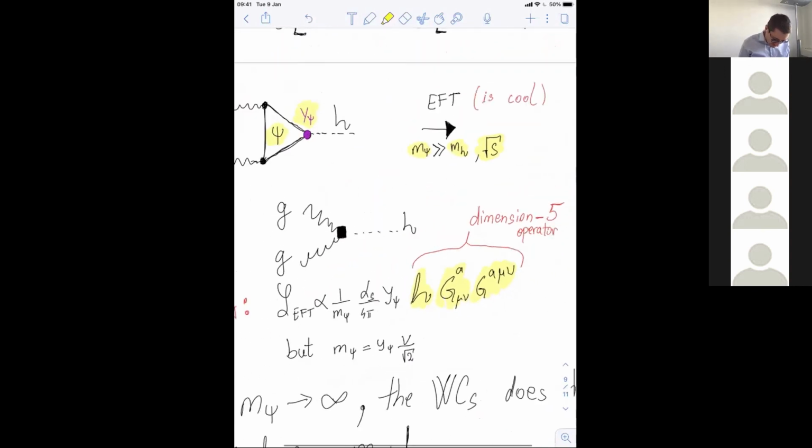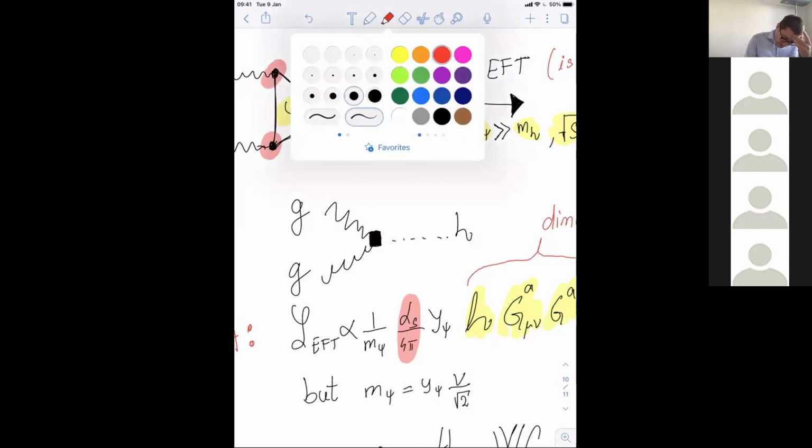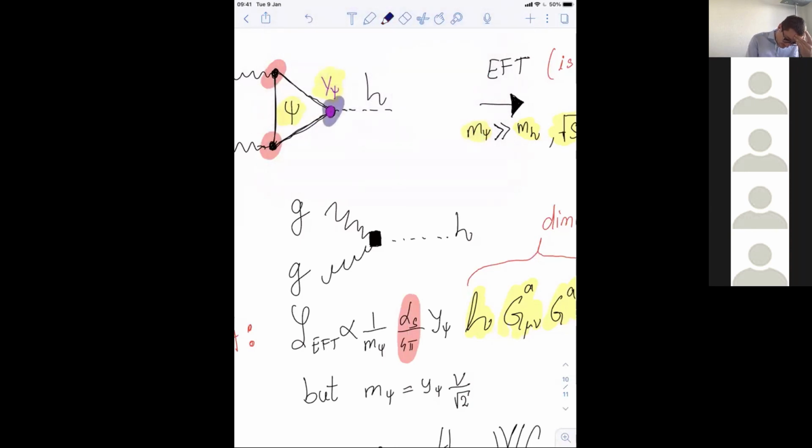What else should go in the Wilson coefficient? So we have two strong couplings, this one and that one. So this will be alpha strong over 4 pi. Alpha strong over 4 pi, meaning there is also a loop factor. Alpha strong is g square over 4 pi, so it's g square over 16 pi square. 16 pi square is the usual loop factor. And then there is also this Yukawa, which goes here.